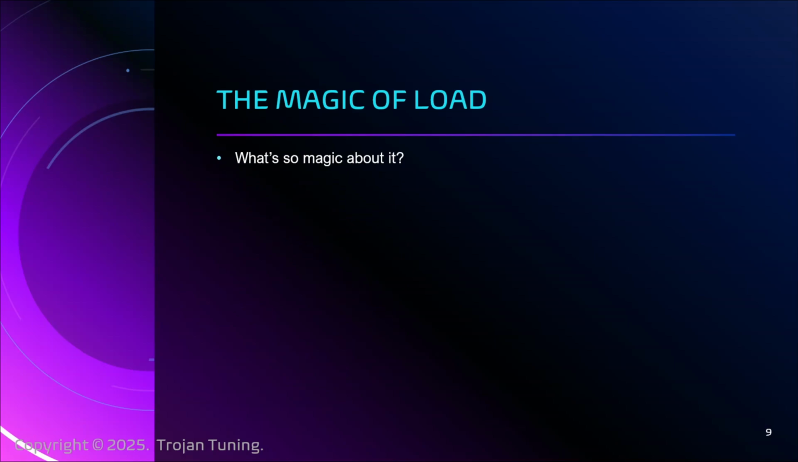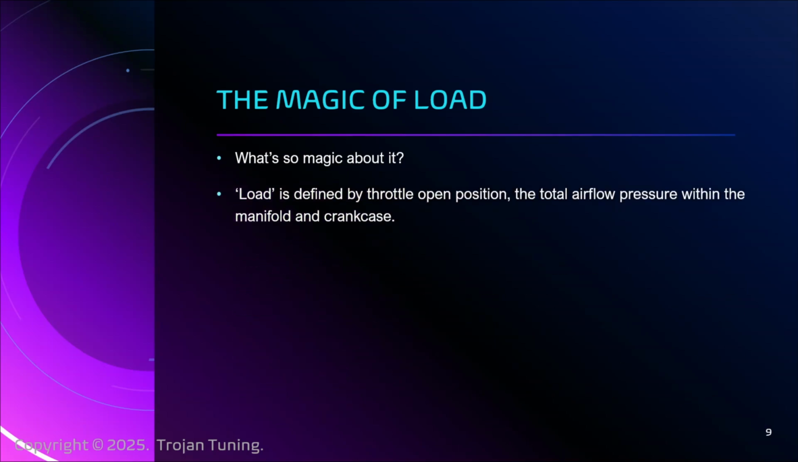What's so magic about it? Why do I worry about it? Because load is defined as a function of the open throttle position, which is then a function of the total air pressure in the manifold. Remember that engines, as they're operating, are in a state of constant vacuum, especially naturally aspirated ones. It's always got less pressure inside it than the outside, and so when I tip open that throttle plate, air begins rushing in. And when that happens, all hell breaks loose.